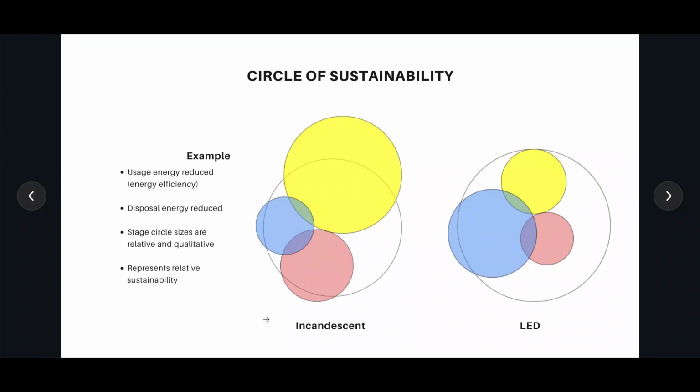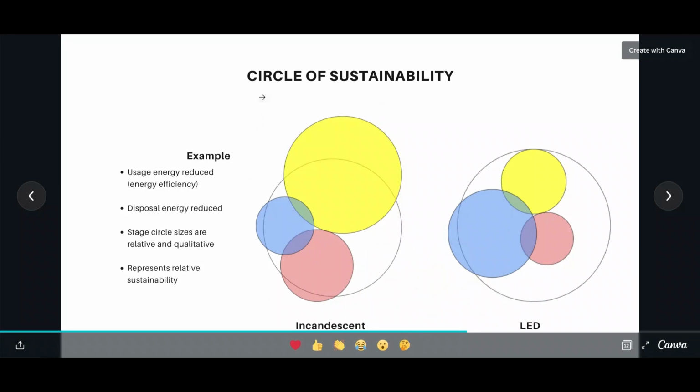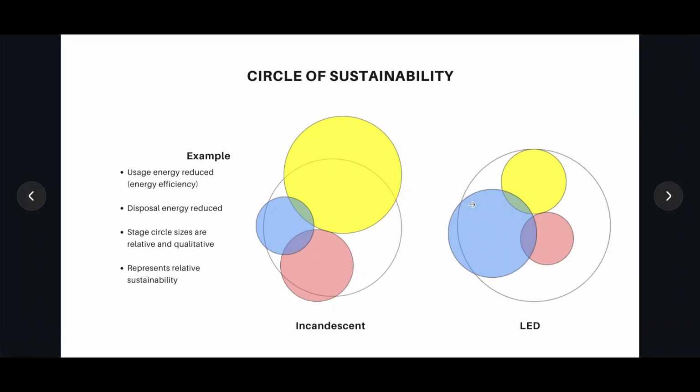So let's take a quick look at this model for incandescent bulbs next to this model for LED bulbs. And let's note some of the differences. For one, production in incandescent bulbs consumes less energy than production for LED bulbs. Energy usage at the consumer stage uses a lot more energy for incandescent bulbs than for LED bulbs. This we're very familiar with. This is simply energy efficiency in the product.